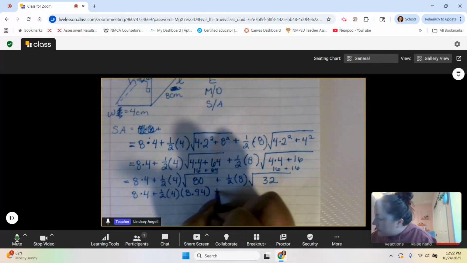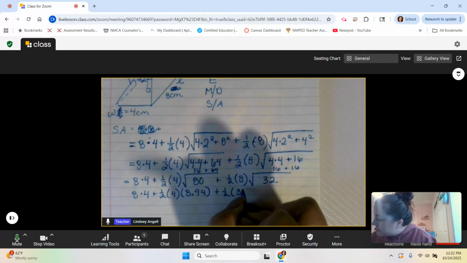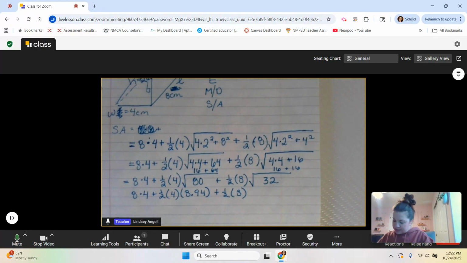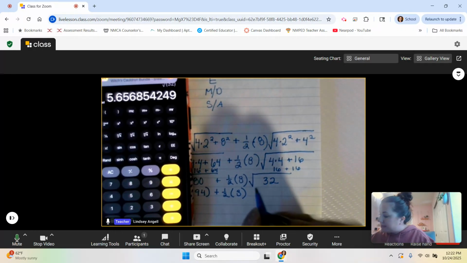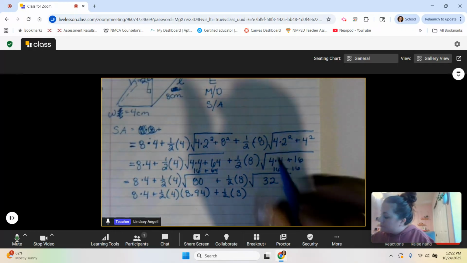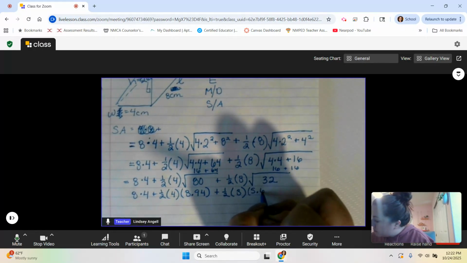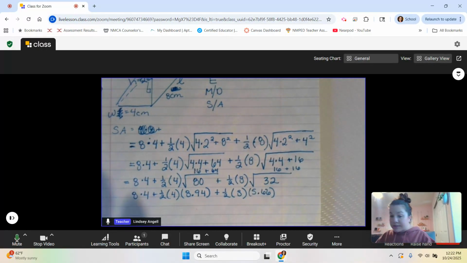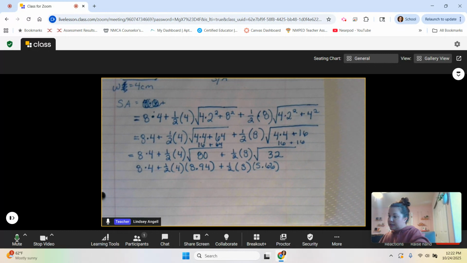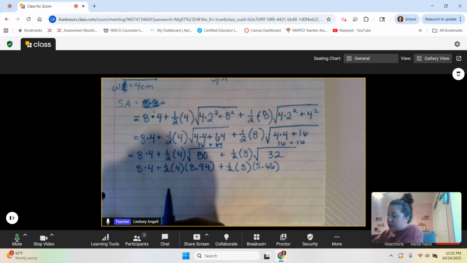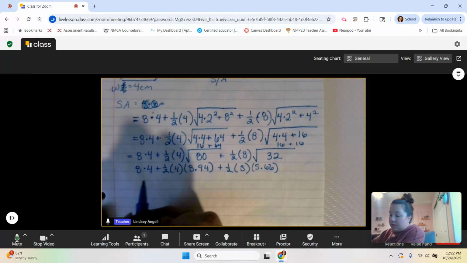8.94 plus, and then we have 1/2 times 8 times, and then the square root of 32 is about 5.66. Look at that. Now it's not too bad. Now it's just down to multiplication and addition.